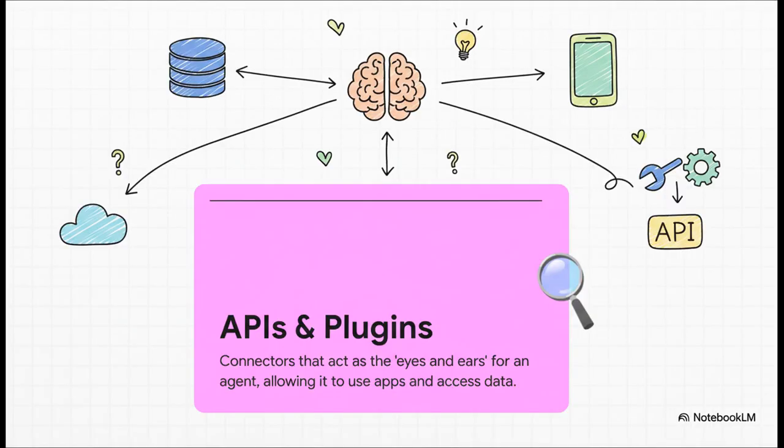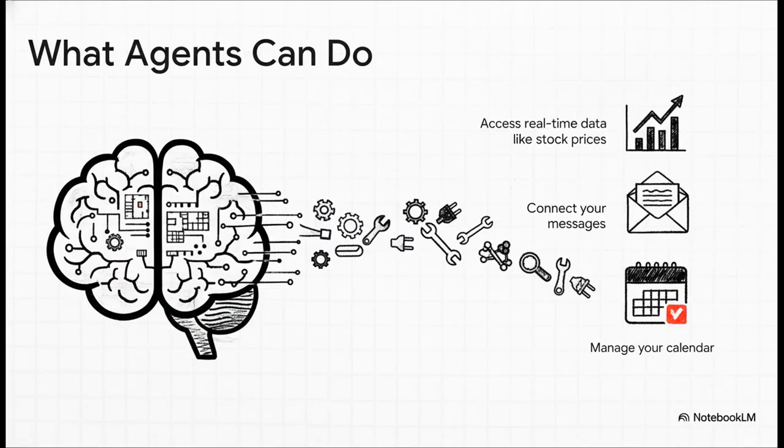So how does it interact? Through things called APIs and plugins. Now, all these are connectors. Just think of them as the eyes, ears, and hands for your agent. They let it reach outside of itself, use other apps, and get live, up-to-the-minute data from all over the internet. So what does that mean in practice? It means your agent can suddenly do real things in the world. It can check live stock prices, or dive into your email to send a message, or even manage your calendar. These tools are literally the bridge between the agent's brain and the real world.